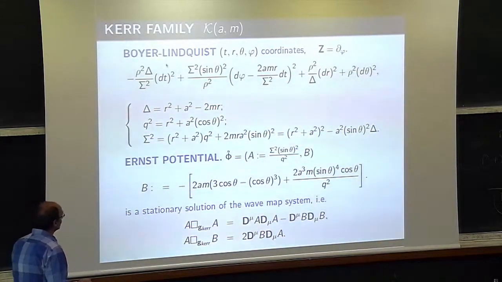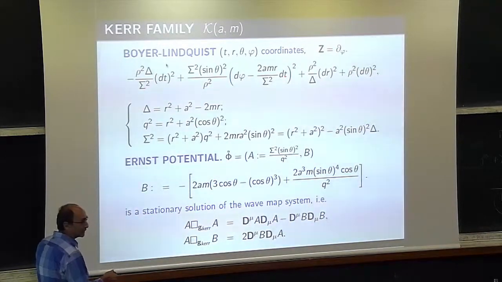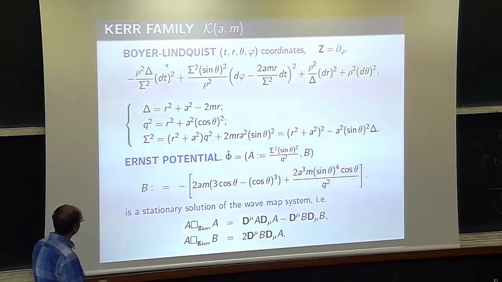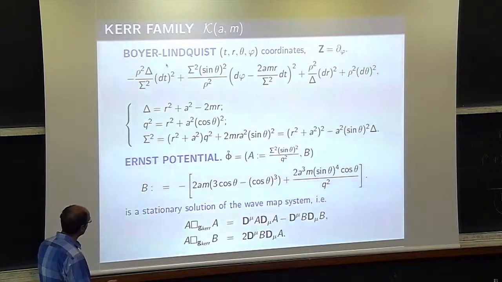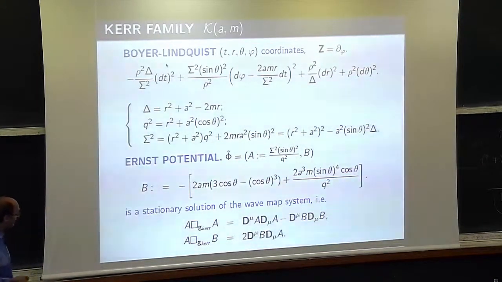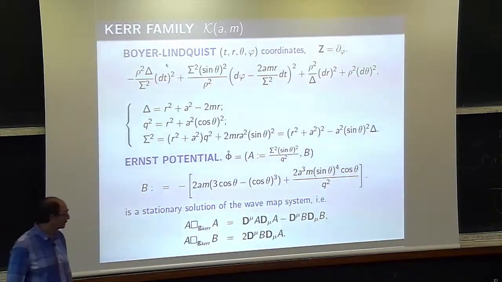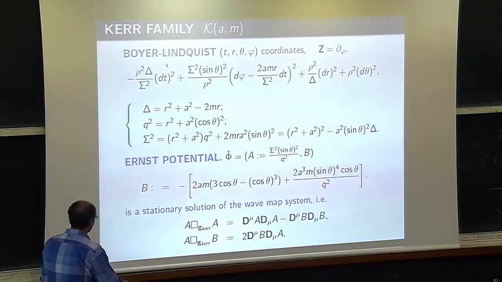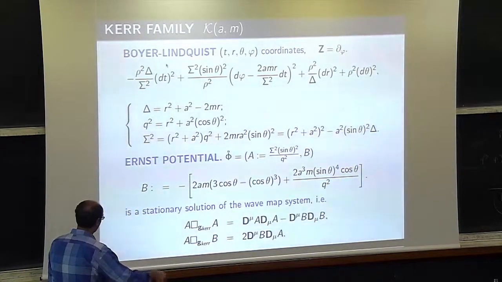Now you can see what the Ernst potential looks like in this case. Here it is: A is sigma squared sine squared divided by q squared, and B is even more complicated. So you see that A and B is a stationary solution of that wave map, but it's a very complicated stationary solution. Again, A and B verifies the system.